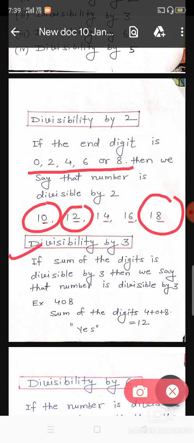Okay, now divisibility by 3. Very simple. If the sum of the digits is divisible by 3. Yes, sum is important. If the sum of the digits is divisible by 3, then we say that number is divisible by 3. Like take example 408. What is the sum of the digits? 4 plus 0 plus 8. That is 12. And 12 is divisible by 3. Therefore, we can say 408 is divisible by 3.